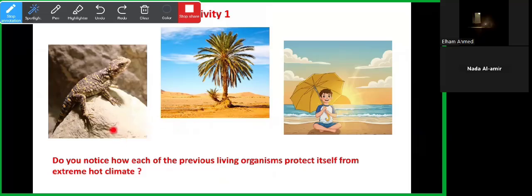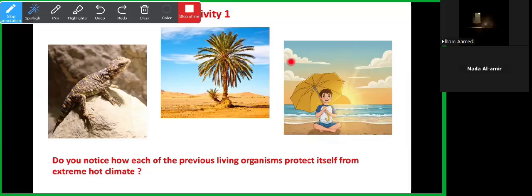This lizard. What is it doing to protect itself from extreme hot climate? Yes, that's right, it hides under a rock. Okay, right now let's move to the last one. This little boy here. What is he doing to protect himself from the hot sun? Yes, of course, he's using an umbrella.